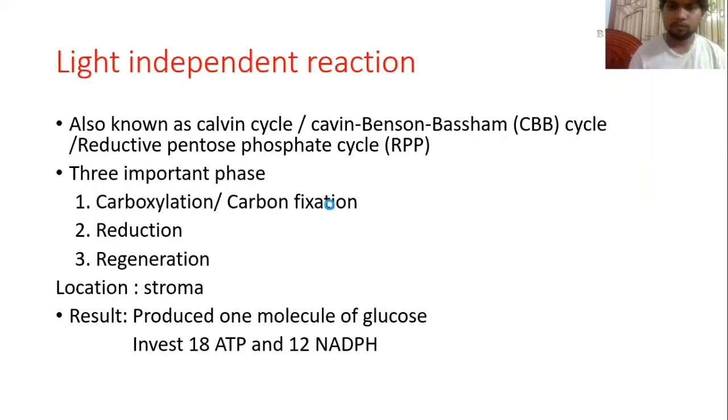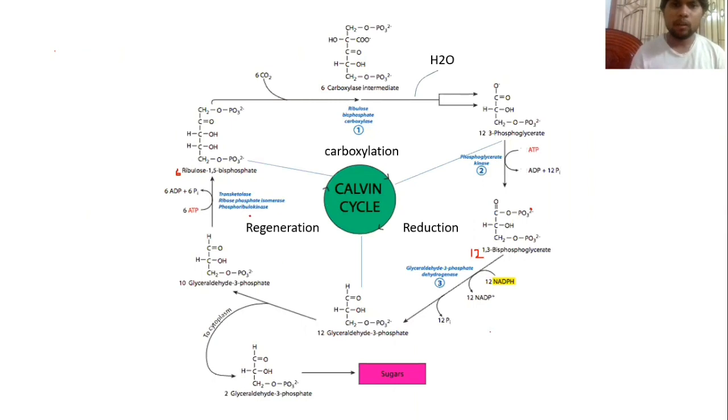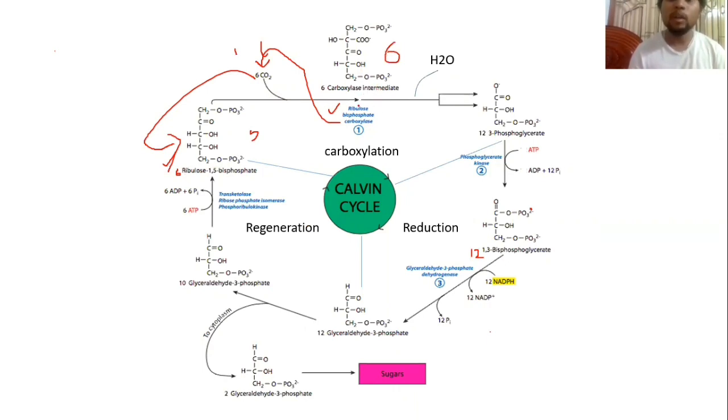So now we will see the Calvin cycle. This is the Calvin cycle, where the precursor is ribulose 1,5-bisphosphate, atmospheric carbon dioxide, and this enzyme ribulose bisphosphate carboxylase. Ribulose bisphosphate carboxylase will catch the atmospheric carbon dioxide and fix the carbon dioxide into ribulose 1,5-bisphosphate.